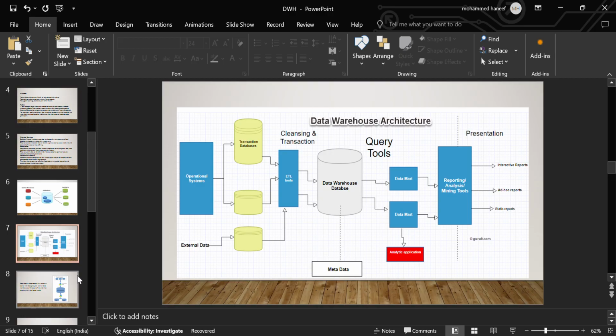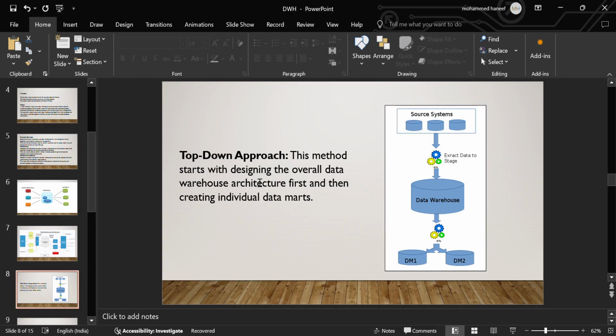Okay, now let's go to the approaches. As I mentioned, we have two types of approaches in data warehousing concepts. One is the top-down approach, and another one is the bottom-up approach. I'll go to the bottom-up approach once I complete the top-down approach here. So if you see the definition, a simple definition: this method starts with designing the overall data warehouse architecture first, and then creating individual data marts.